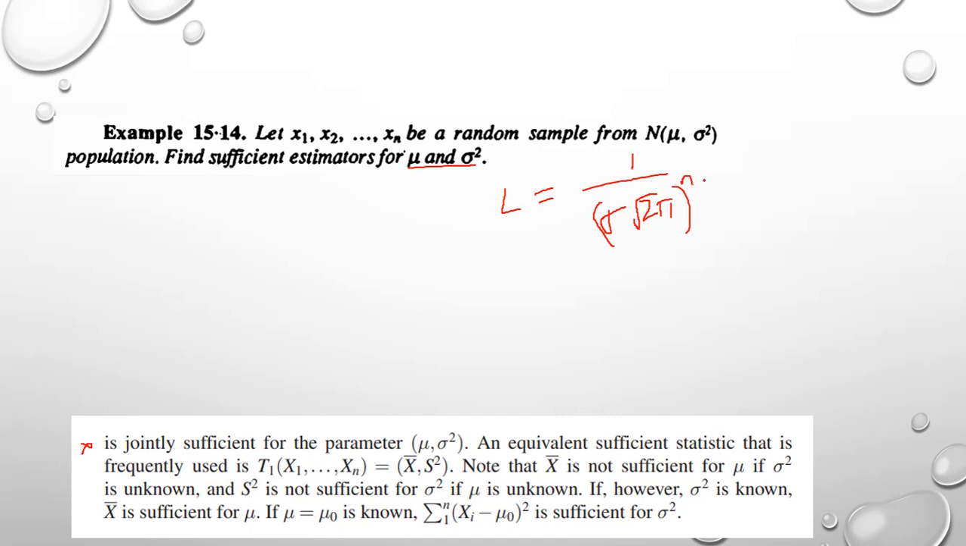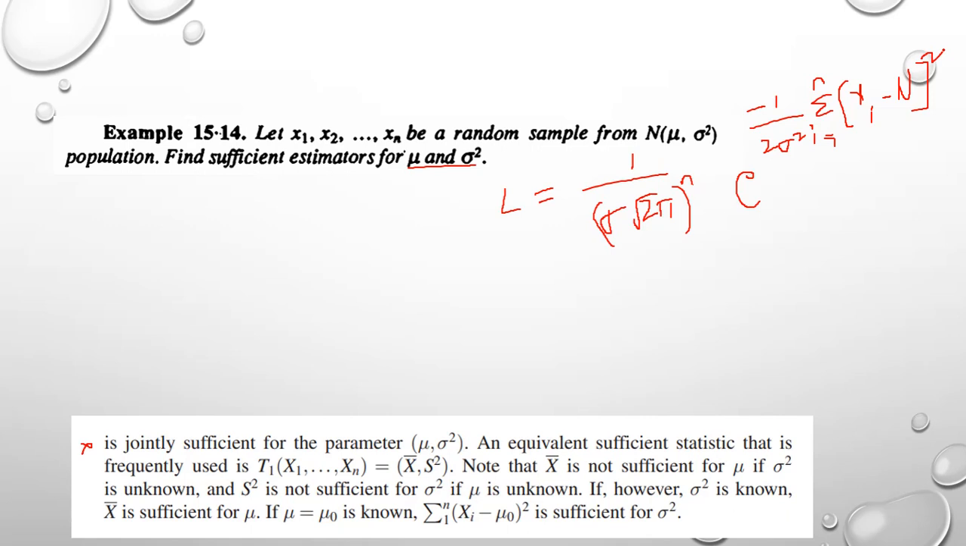Exponential e power minus 1 upon 2 sigma square, summation i equal to 1 to n, xi minus mu whole square. This is the joint distribution for the normal distribution. We all know this. Now my question is how to find the sufficient statistics.